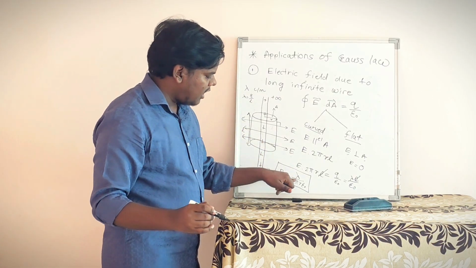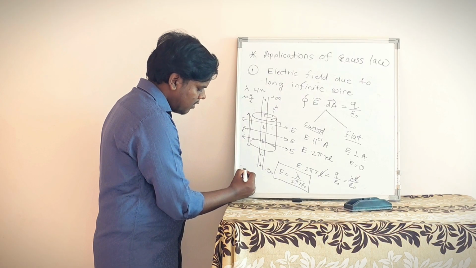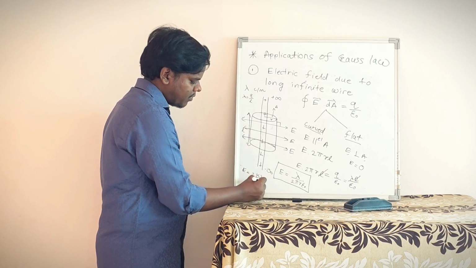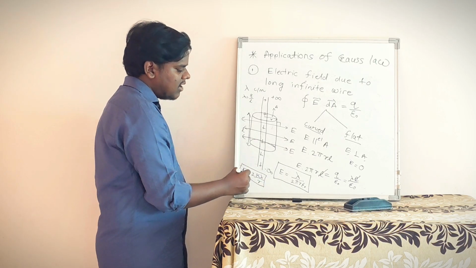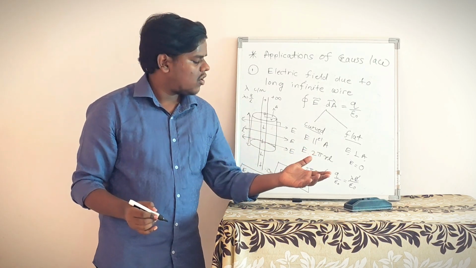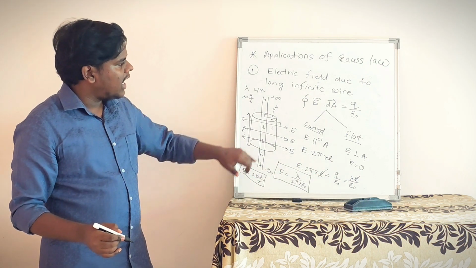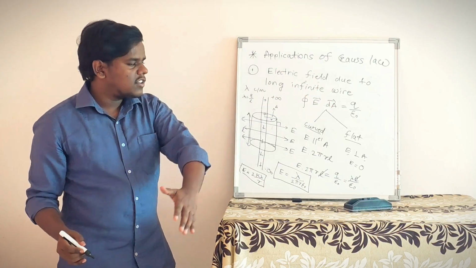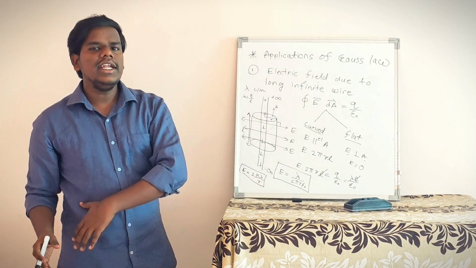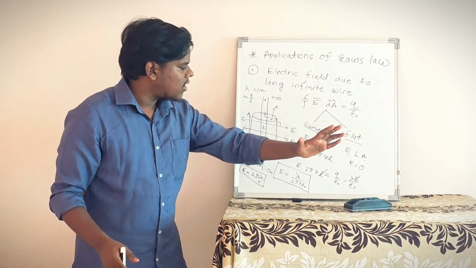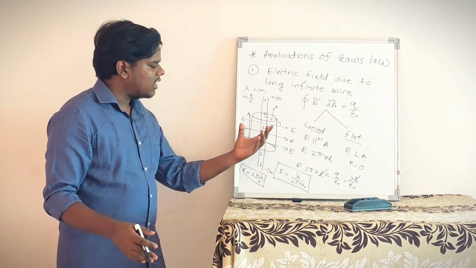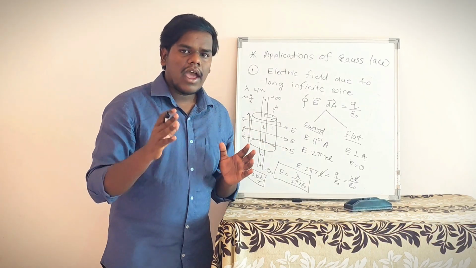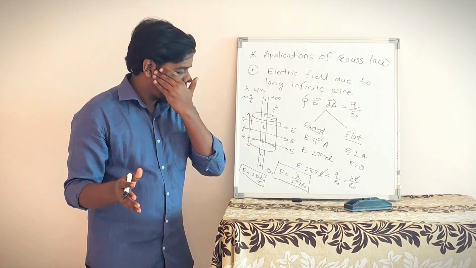If we multiply and divide by 2 on both sides, we will get E equals 2k lambda by r, where k is 1 upon 4 pi epsilon naught. So this is how we have found the electric field due to a long infinite wire by using Gauss law. Gauss law helps us find the electric field without doing an integration. Here we have not done integration. By using just symmetry, the cylindrical symmetry, we can find the electric field without doing an integration.